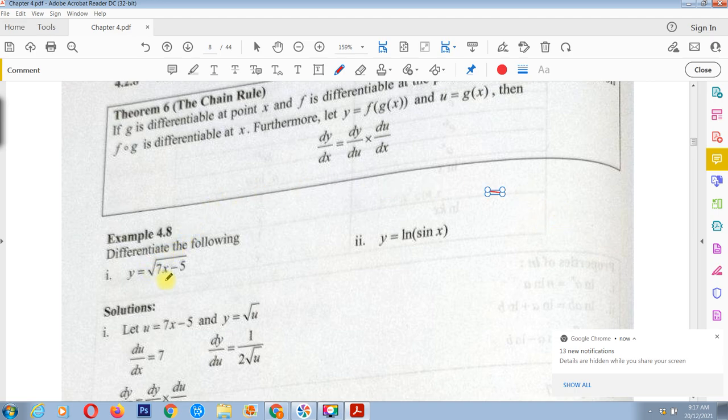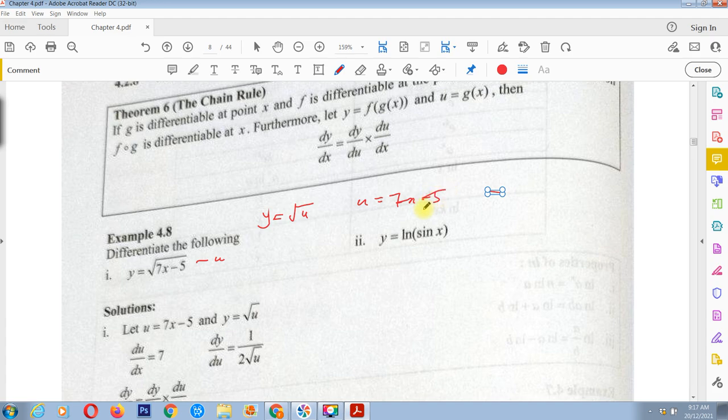We represent this function, for example, with u, so y will be the square root of u. So it's easier to deal with differentiation, where u is 7x minus 5.